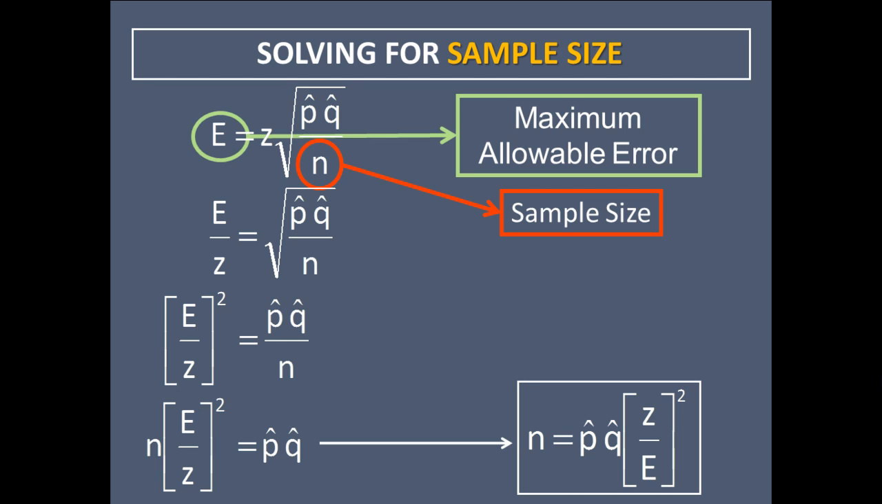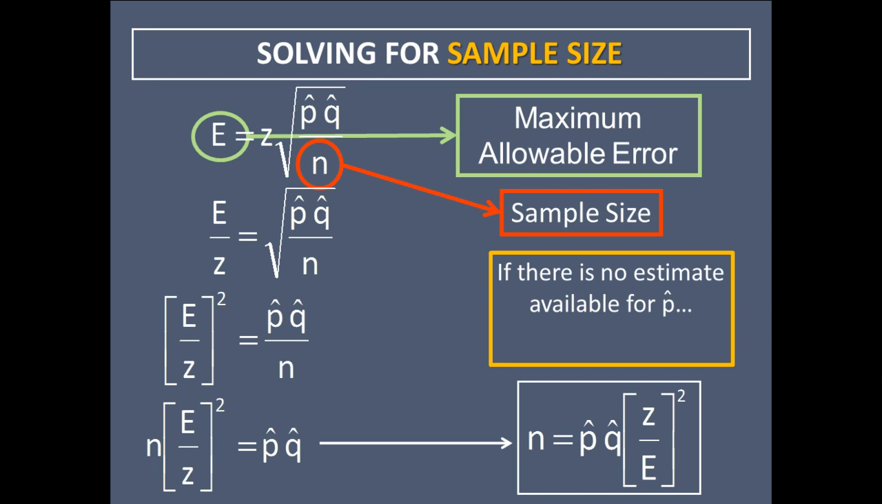Now, much like with a mean question, we may have to estimate something, and in this case we may have to make an estimate for p hat. If we don't have any estimate given to us for p hat, then what we will use is the value that p hat is equal to 0.5. Now the reason for that is remember q hat is always based on p hat. So if we have p hat of 0.5, we also have q hat of 0.5.